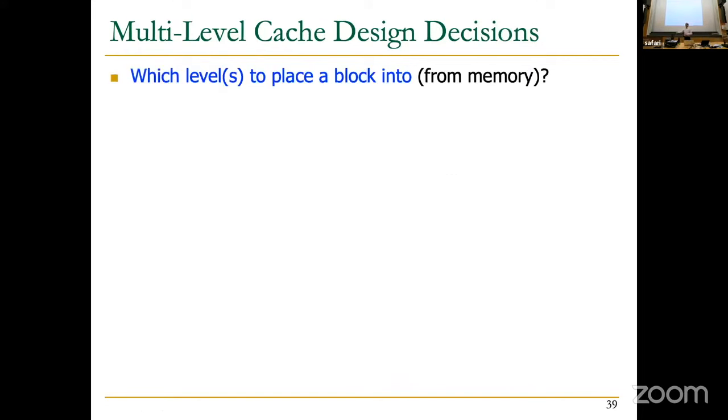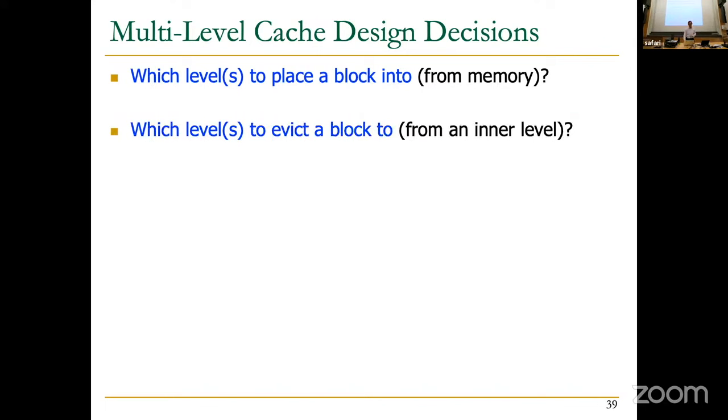Whenever you fetch the block from memory, for example, which levels do you place the block into? L1, L2, L3, all of them, a subset of them? That's a good question, basically. Modern processors can use predictors, for example, for that, but this could be done under programmer control as well.